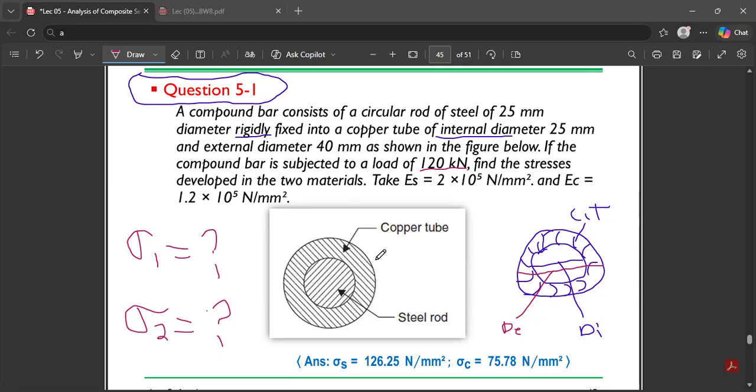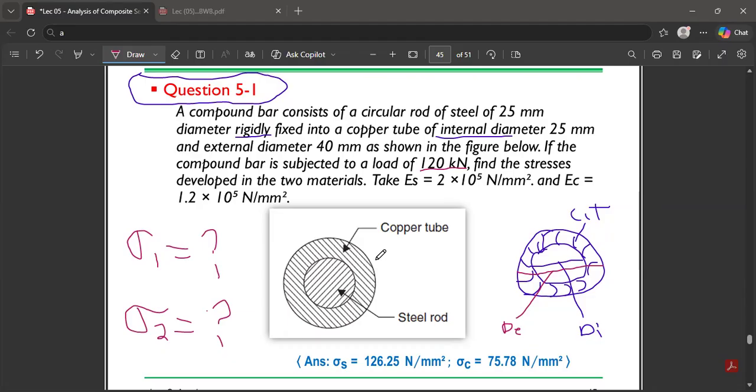So we just have to use the conditions. We said that to be able to solve a composite section question, the criteria such as compatibility condition and equilibrium condition must be met. If they are not met, whatever we are going to do is going to be wrong. For the equilibrium condition, the sum of the loads of materials one and two should always be equal to the total load.